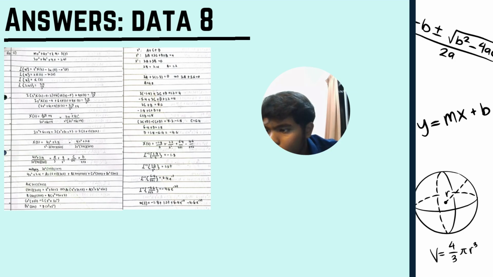So do the inverse Laplace as usual. Then we're going to get negative 1.8, negative 1.2t, 6.4 e to the negative t, and negative 4.6 e to the negative 2t. And we're going to put it into the final equation, and then we're going to get negative 1.8 plus 1.2t plus 6.4 e to the negative t minus 4.6 e to the negative 2t.